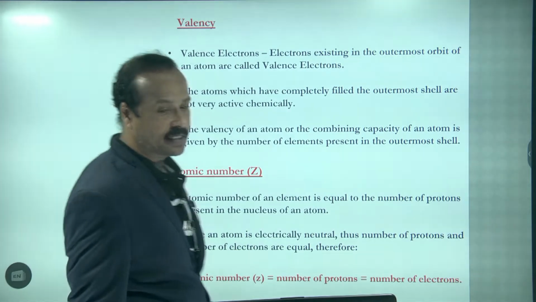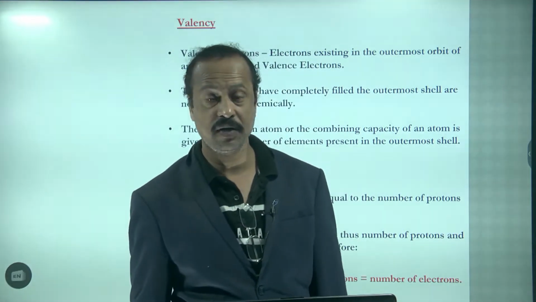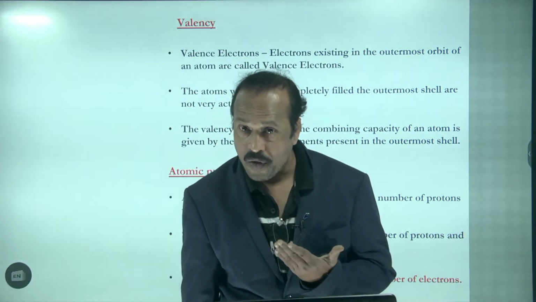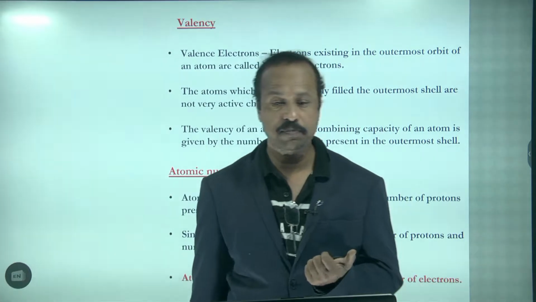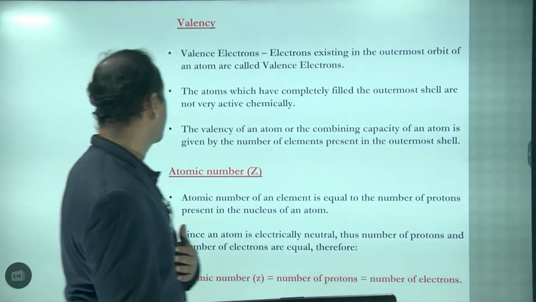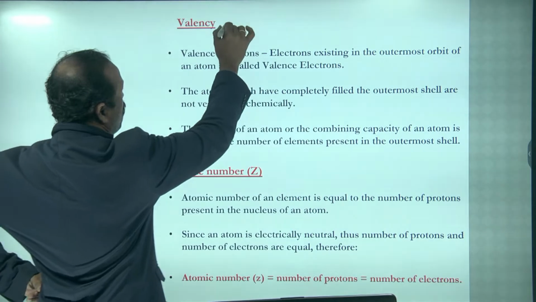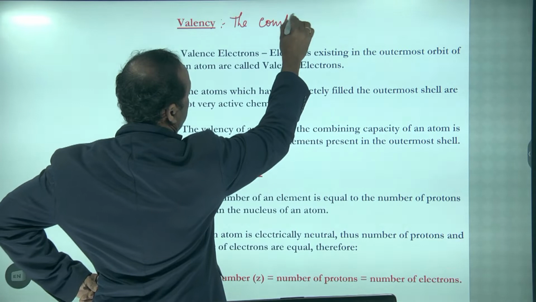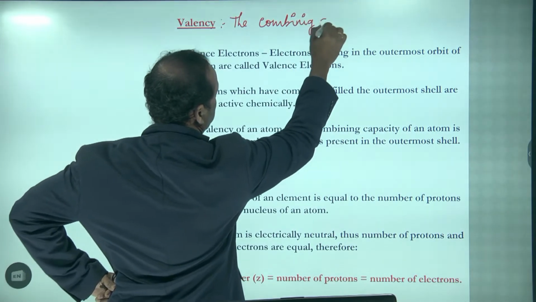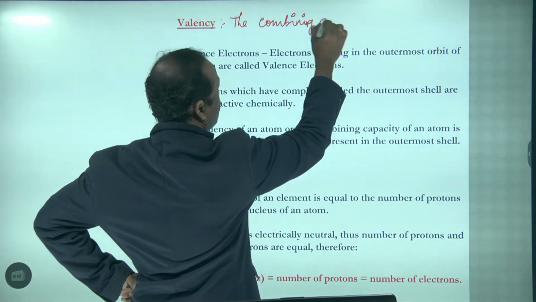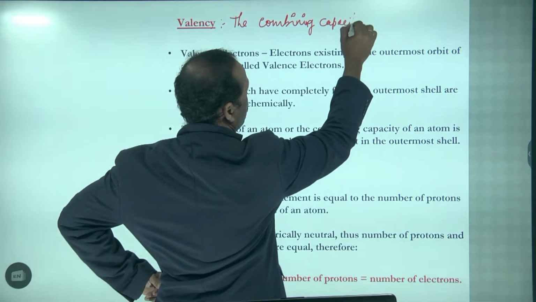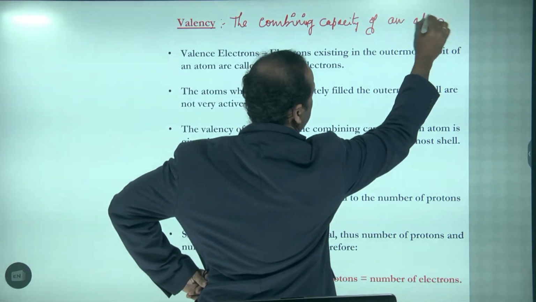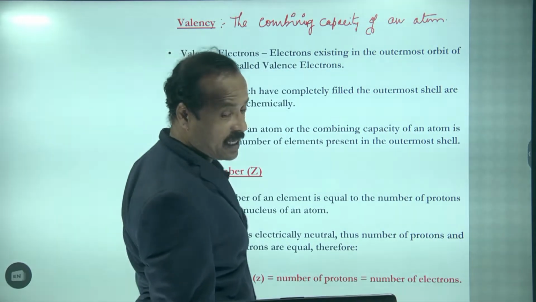Now, let us see the valency. What is valency? We already discussed it. In a simple way, the combining capacity of an atom is called valency. Some other definitions I also gave you in the previous classes.